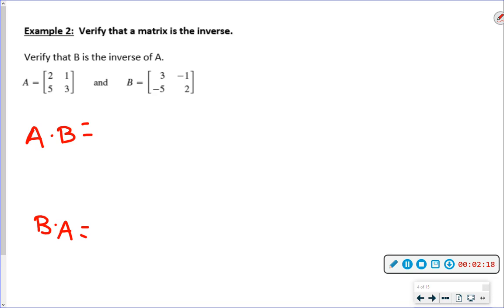Now, when you do A times B, remember it's rows of the first matrix. So, rows of A: first row of A, 2 and 1; bottom row of A, 5 and 3. And then it's the columns of B. First column of B, 3, negative 5. Second column of B, negative 1, 2.